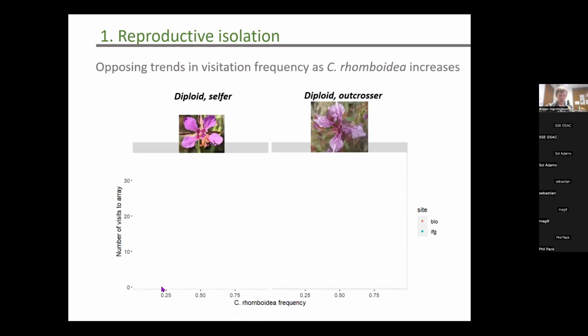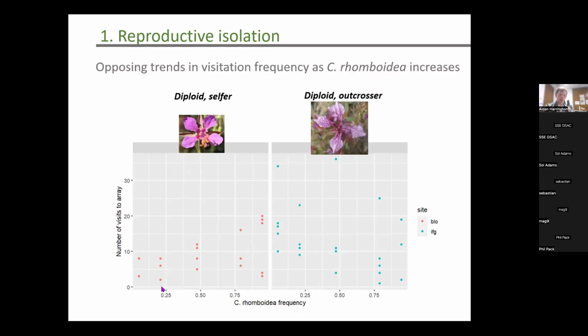So we're going to look at some data here now. On the x-axis is the frequency of C. rhomboidea in the arrays, and on the y-axis, we have the total number of visits to the array, with the diploid sulfur here on the left and the diploid outcrosser here on the right. When paired with the sulfur, you can see that the total number of visits to the arrays increases as rhomboidea increases in frequency, whereas there's a general decrease in visits when it's paired with the diploid outcrosser.